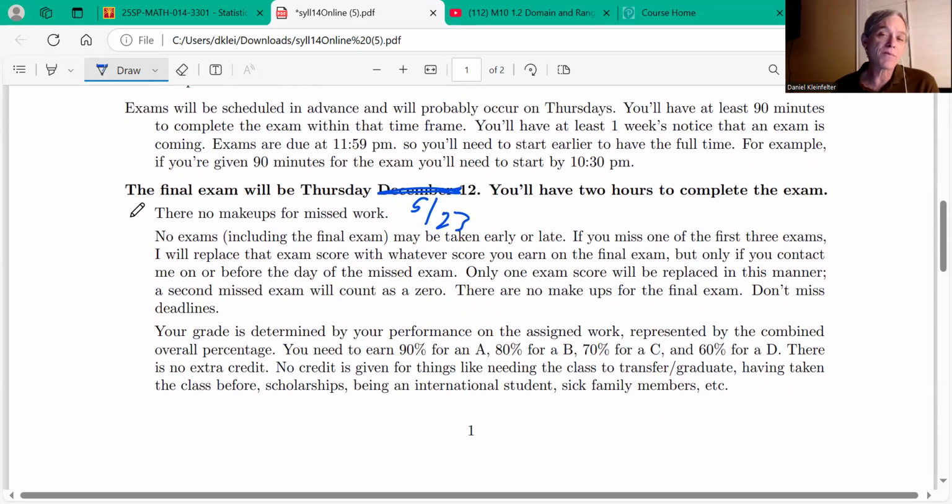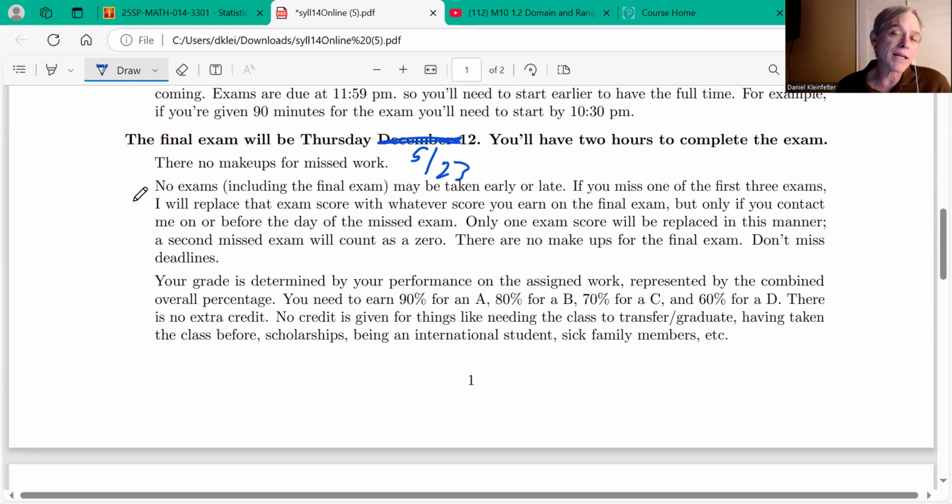Okay, there's no makeups for missed work. In general, you want to try to keep an eye on our calendar and not miss assignments. In general, we'll have at least several days to get each assignment done. So as long as you're logging into MyStatLab a couple of times a week, you shouldn't miss assignments. None of the exams, including the final, can be taken early or late.